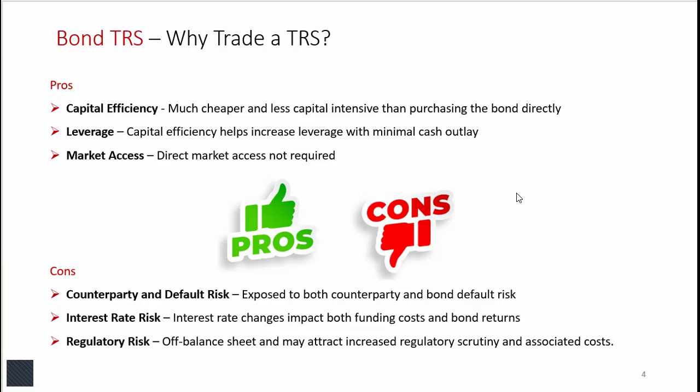If it's 5%, then I'd be putting down $500,000 instead of 10 million. And that's very efficient from a capital perspective. Now, because of this capital efficiency, we can increase our leverage.